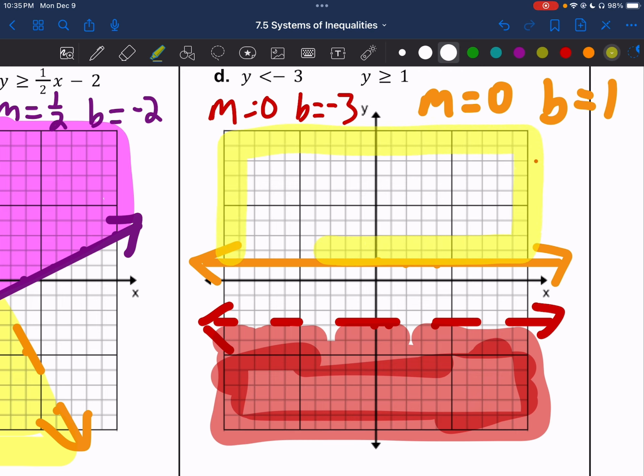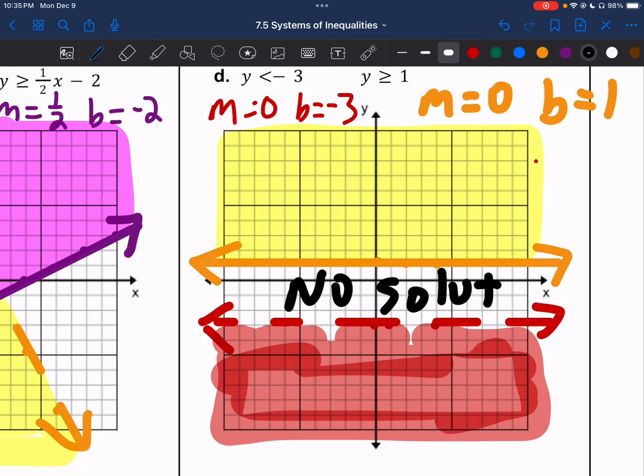So what's happening in this case? We've got two lines that are parallel, right? They have the exact same slope, different y-intercepts, so they're parallel. Will they ever intersect? No, they won't. They'll never intersect. So this is an example of no solution. If they're parallel and they're shaded in opposite directions, it is going to be no solution because there is nothing that is going to be able to satisfy both of those inequalities.